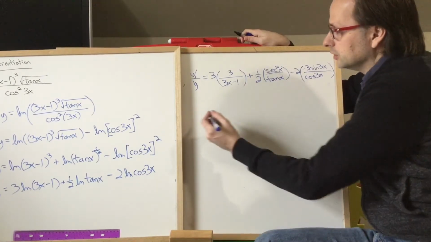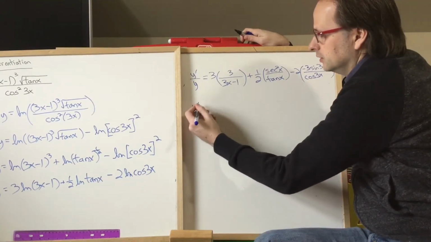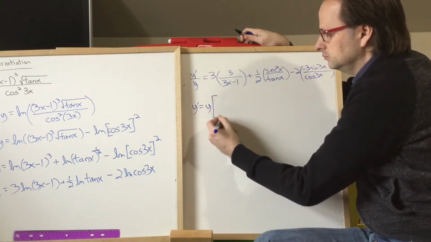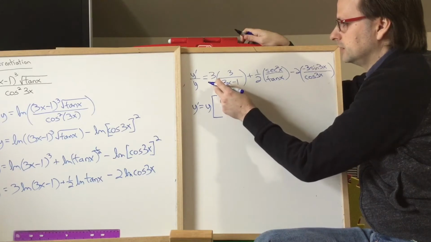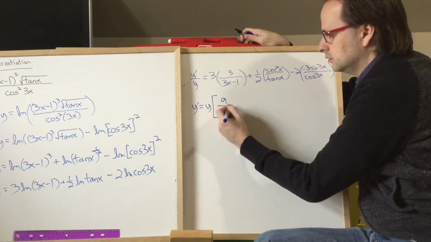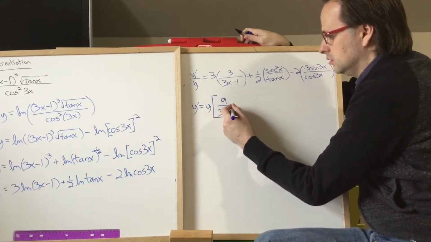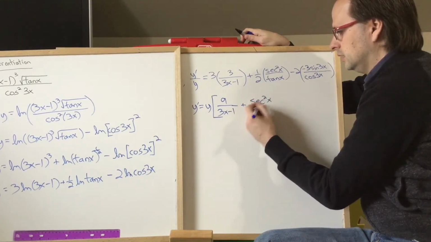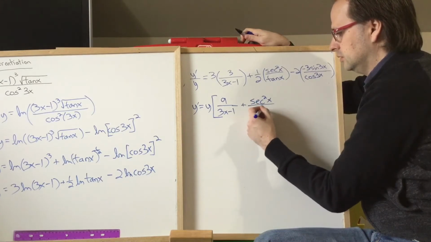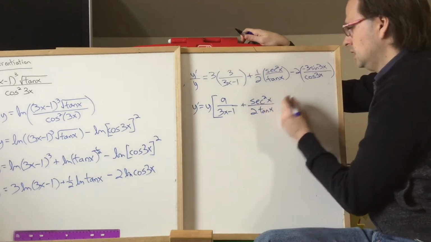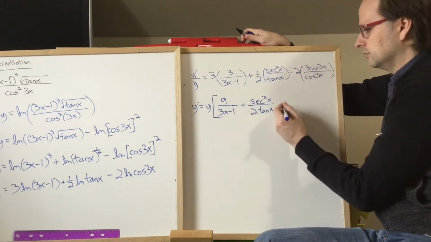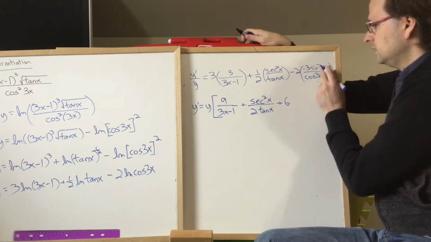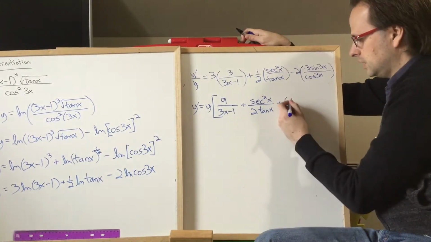Now we can try and isolate y prime, which is what we're trying to find. So for y prime, let's just times both sides by y. And then simplify these. So 3 times 3 is 9. Okay, what do we get here? Secant squared x over 2 tan x. And over here we're going to have negative 2 times negative 3 is positive 6. And this is sine over cosine, so that's just tan 3x.